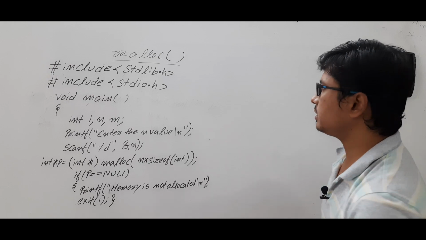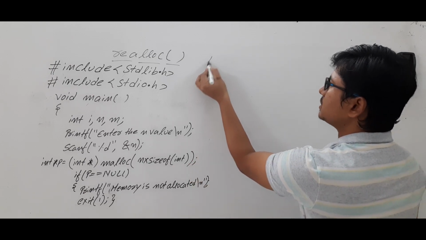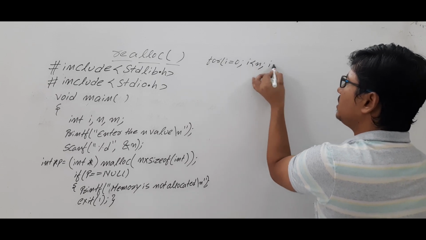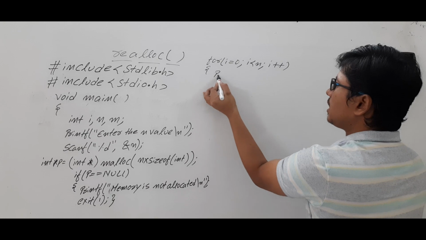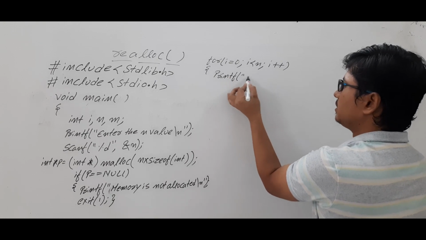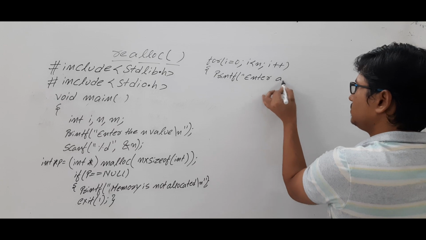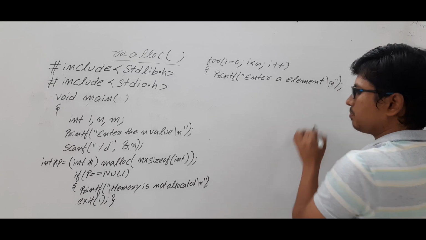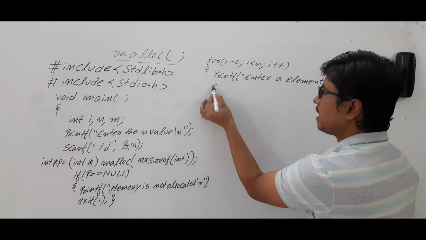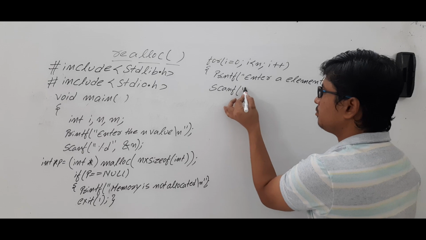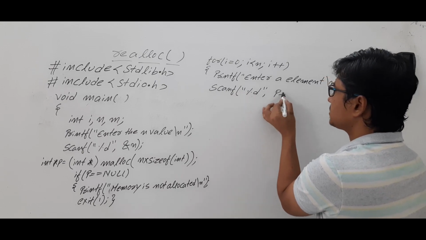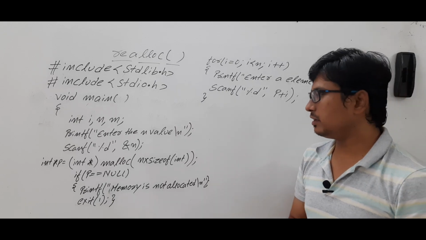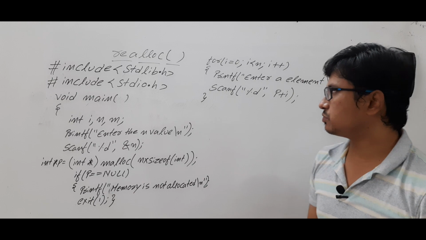If the memory is allocated, you want to store some values in it. So you are writing for i is equal to 0, i less than n, i plus plus. You are asking the user to enter an element, and you are writing a \n. After printing the statement, it will go to the new line, and you are writing scanf %d, p plus i. All these values you have entered. Otherwise, the default value of a realloc function is a garbage value.